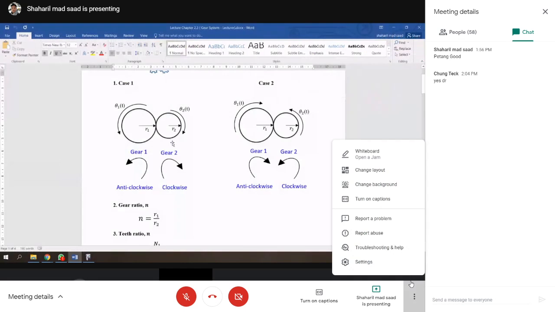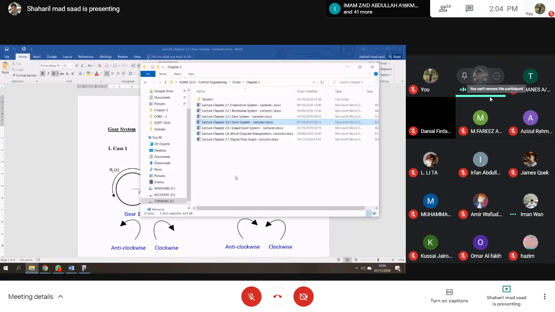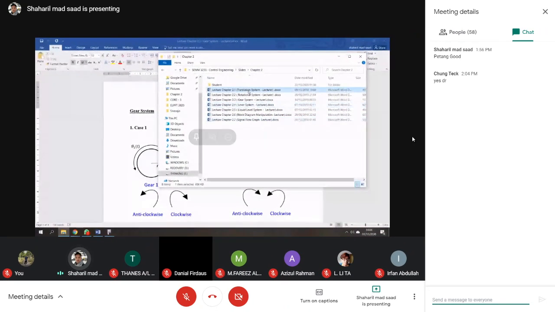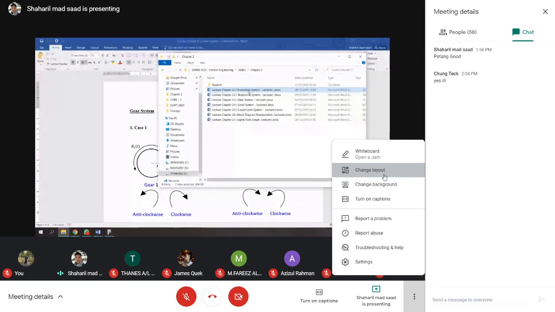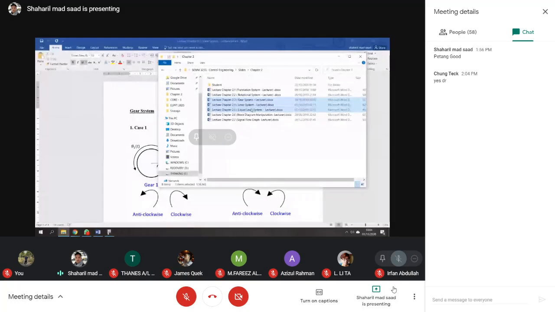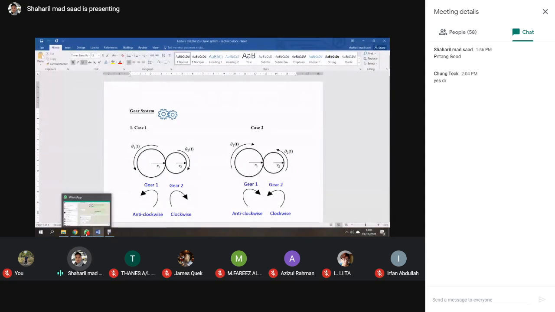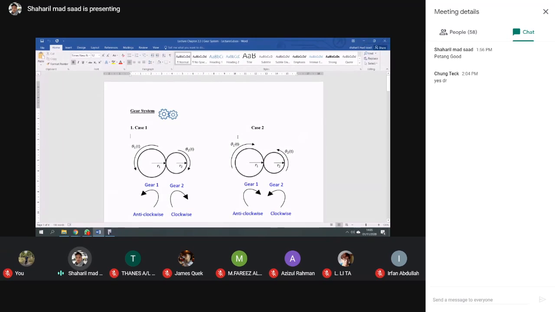So for today we will learn the other systems. What we're going to learn: we have learned the translation system and the rotational system. For today we will learn about 3 more systems. I hope that I can finish in less than 1 hour. For those who can't sign in for the attendance, we will do it later. Alright, let's look at the gear system.